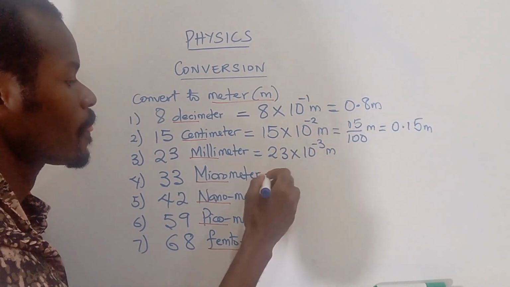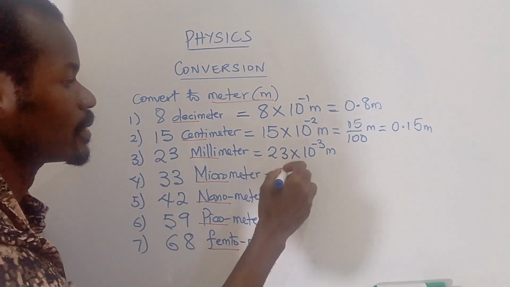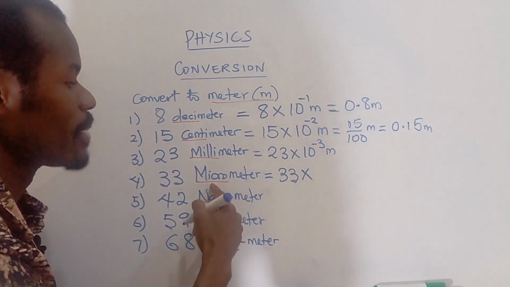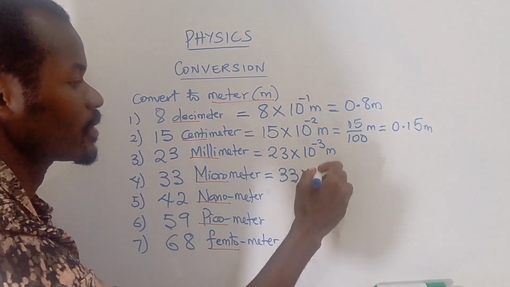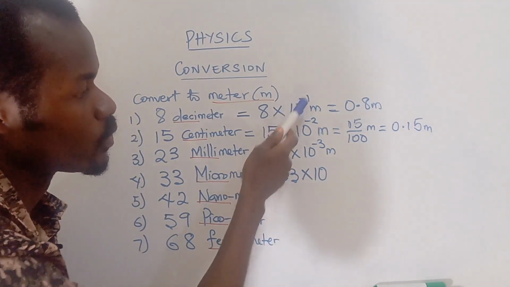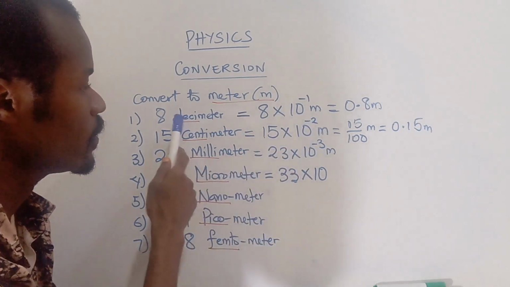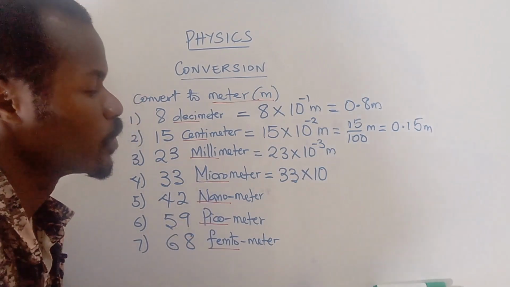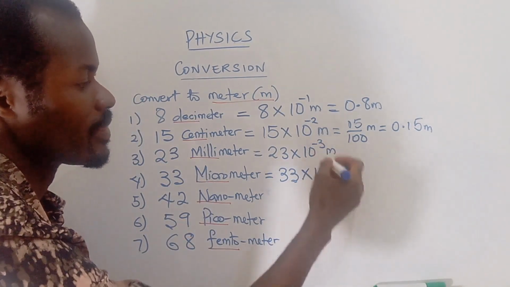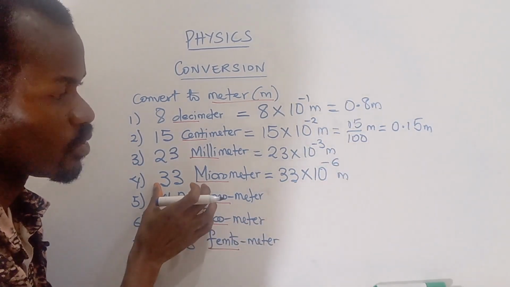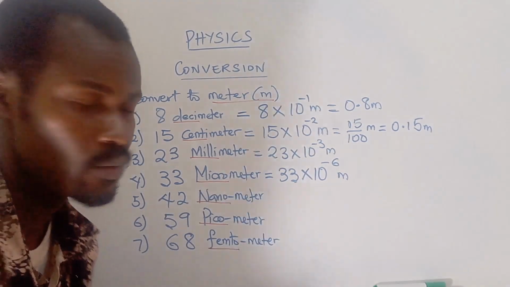Earth. Now for the next one we have 33 micro. So micro simply means what? We have 10 raised to the power. Now if you look at the powers, they are coming according to minus 1, minus 2, minus 3 for deci, centi, and milli. Now when it comes to micro, it is going to move by 3, so we have minus 6 meter. So this converted to meter gives us this value.